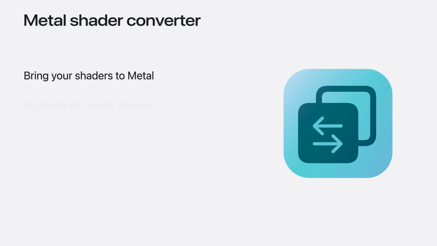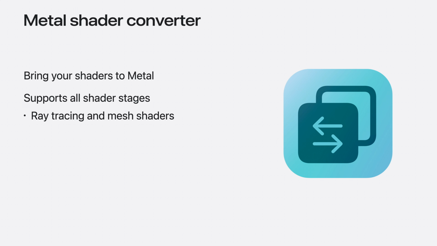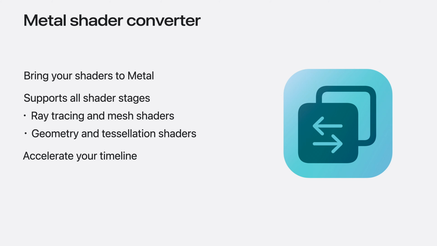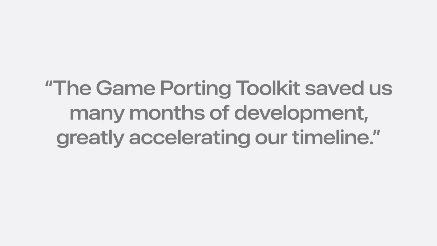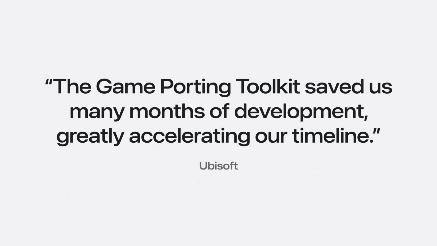It supports all shader stages, including cutting-edge ones like ray tracing and mesh shaders, as well as legacy technologies such as geometry and tessellation shaders. Metal Shader Converter really accelerates your porting timeline. Ubisoft used the Metal Shader Converter in Game Porting Toolkit to bring the shaders from Assassin's Creed Mirage to Metal, saving months of development time.